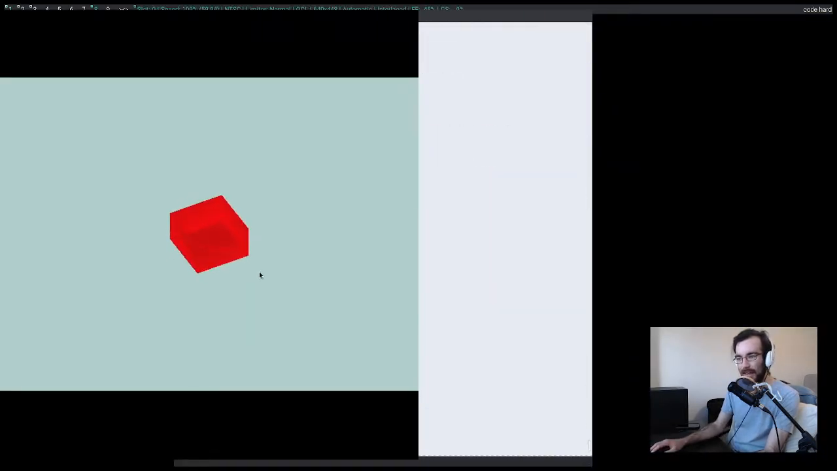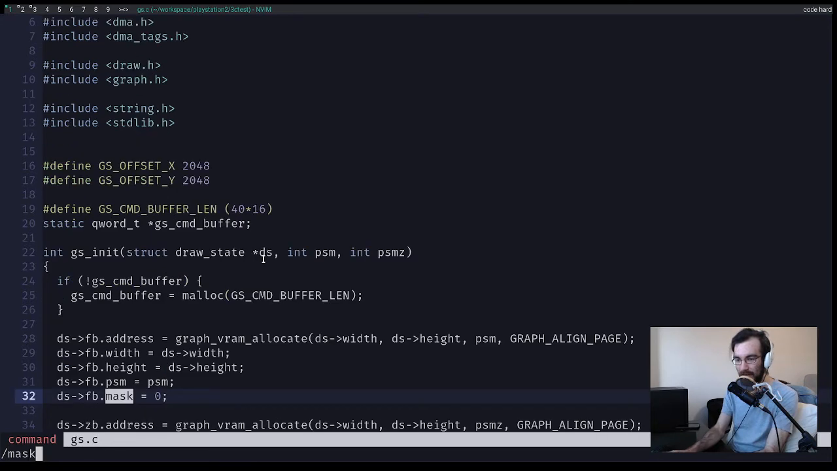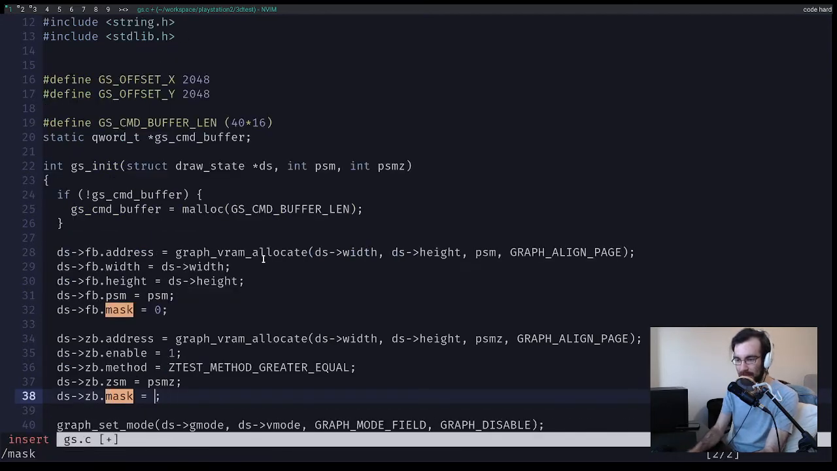That looks different again, but it looks consistent. It's stable this time, so that's good. Let's get rid of that mask, because that might be it. FB mask, Z mask.